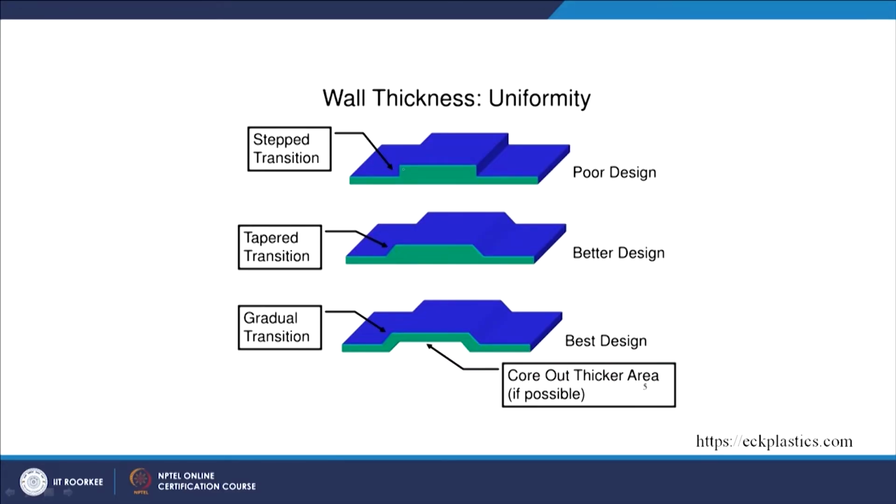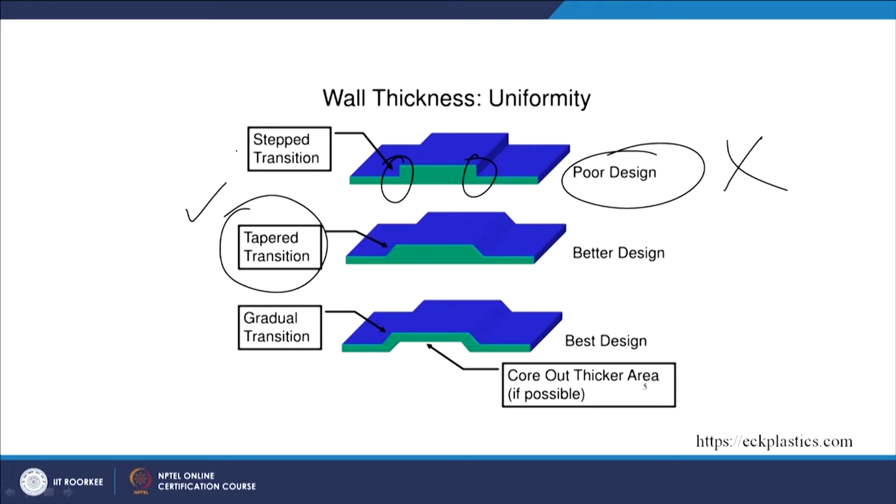This is a stepped transition here which must be avoided. So, this is an example of a poor design. So, we have a tapered transition which is certainly better than the stepped transition. So, there we have a tapered transition here. Here also we have a tapered transition. It is a better design, but still the wall thickness is not uniform.